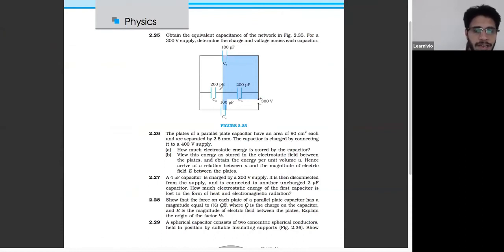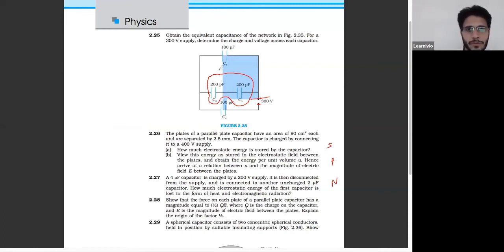Now, just look at this diagram and tell me, are C2 and C3 connected somehow? Are they connected in series or in parallel, this C2 and C3? This is your cell, this 300 volt is your cell. Again, it's not necessary that all capacitors are either in series or in parallel. It may be possible that they are neither connected in series nor in parallel. So can you guess about this C2 and C3? Are they connected in series or in parallel or no combination?